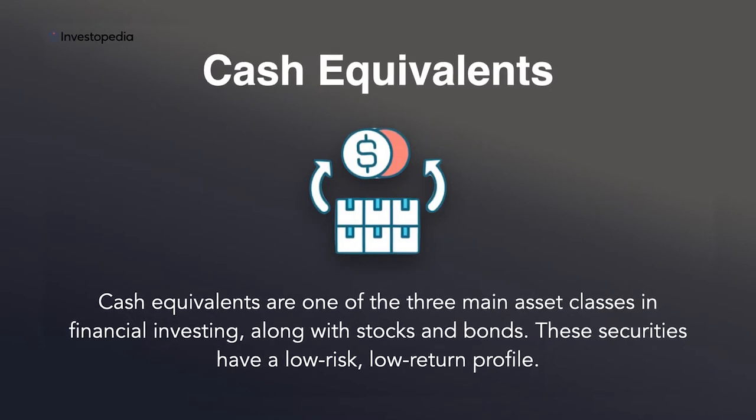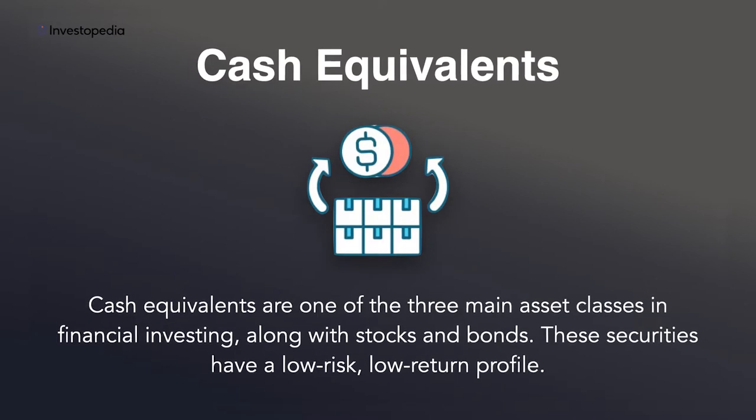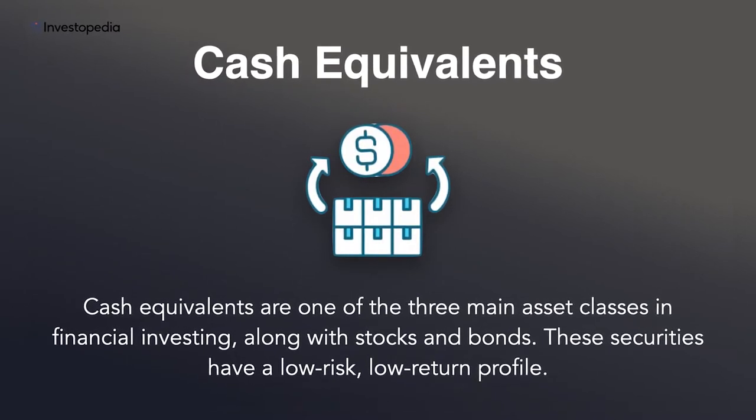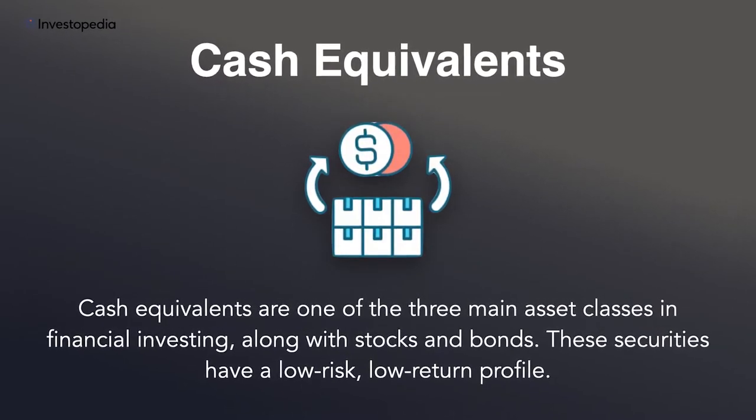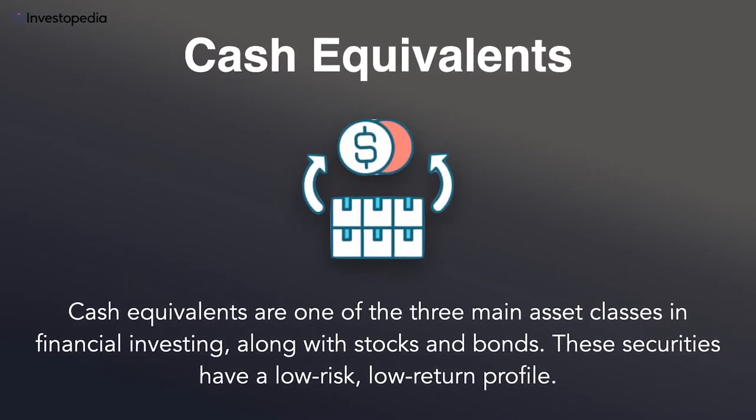So once again, we've been talking a lot about asset classes and the importance of understanding each one, but diversifying within and amongst asset classes. So right here, if we look at cash equivalents, according to Investopedia, cash equivalents are one of the three main asset classes in financial investing. Along with stocks and bonds, these securities have a very low risk and a very low return. Inflation alert. That's all I'm going to say about that. Right now, we're at a 40-year high in inflation, and this right here is not going to set you free.